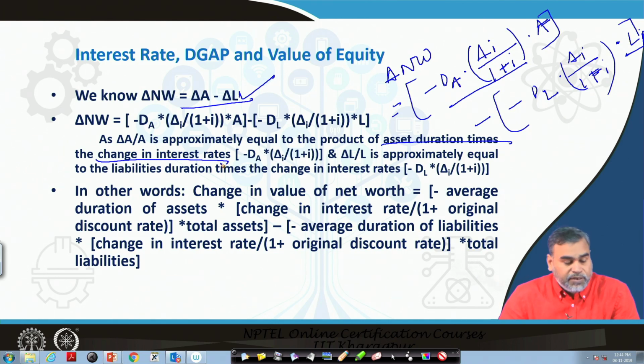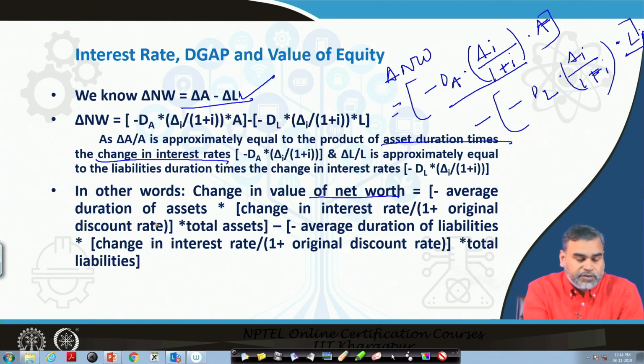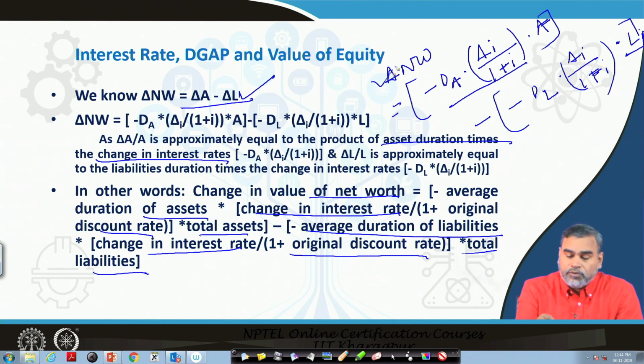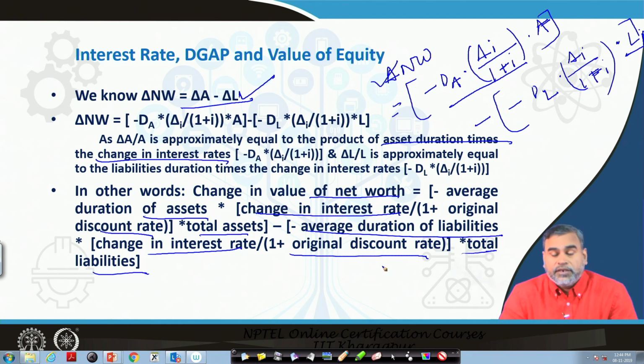So, already I have explained these things. The change in the value of the net worth is equal to your average duration of assets into change in the interest rate divided by 1 plus original discount rate into total assets, minus the average duration of liabilities into change in interest rate divided by 1 plus original discount rate into total liabilities. That is what we have written here and explained here.